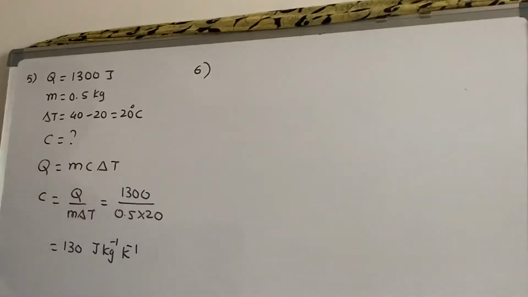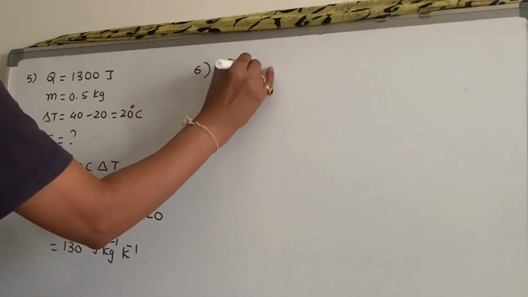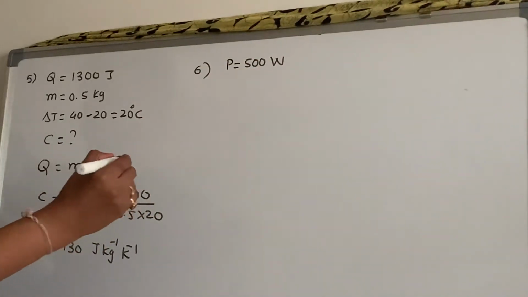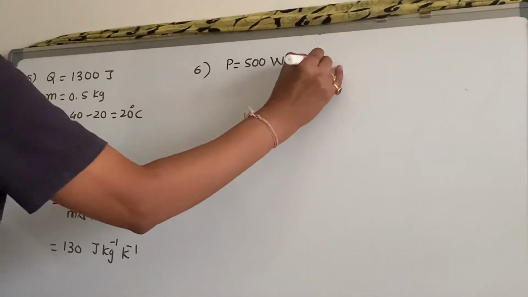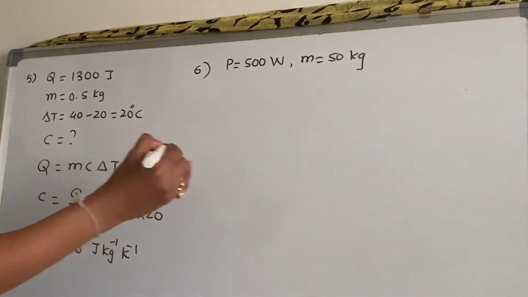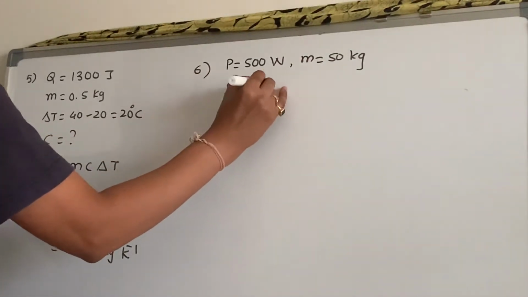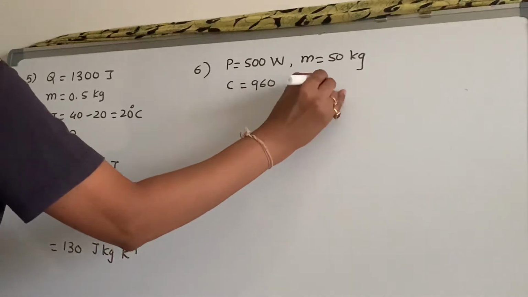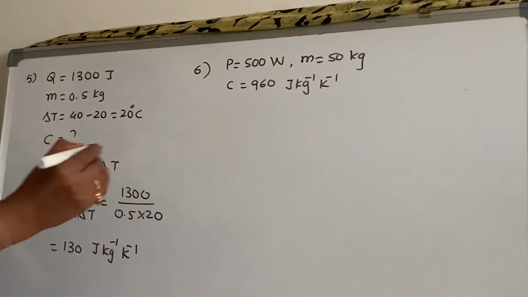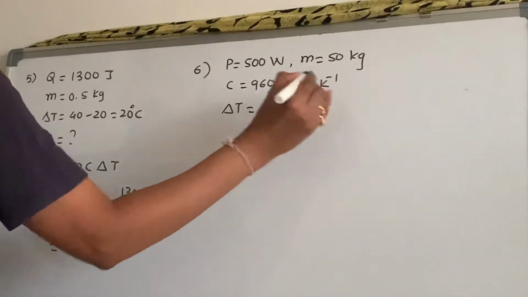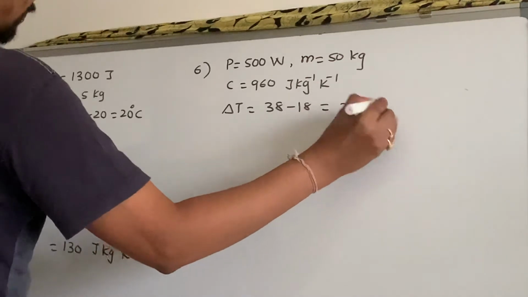What is given in the sixth question? Find the time taken by 500 watt of heater. Right here, power is given. How much? 500 watts. Then mass is given, which is 50 kg. Material specific heat capacity, that is C, 960 joule per kilogram per Kelvin. Right? Delta T is 38 minus 18, which comes out to be 20 degrees Celsius.